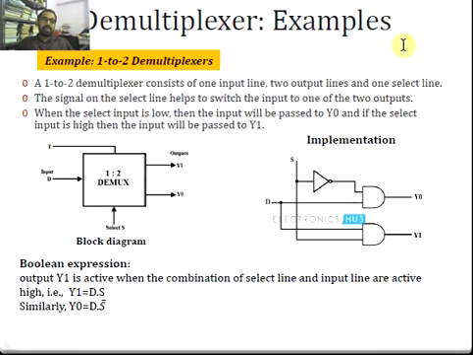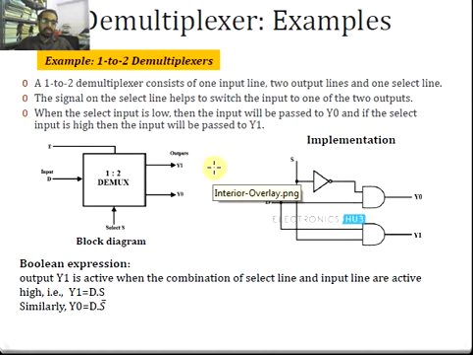This is an example of a demultiplexer, that is a 1 to 2 demultiplexer. One single input line is transmitted to two output lines, and the operation is quite similar to what we saw earlier, but the only difference is that here it is just opposite. One line is connecting to two output lines. So we only need a single select input, and when it is low, y0 has to be activated, and when it is high, y1 has to be activated.